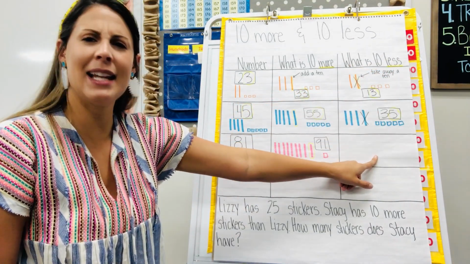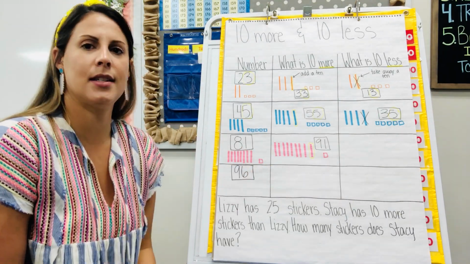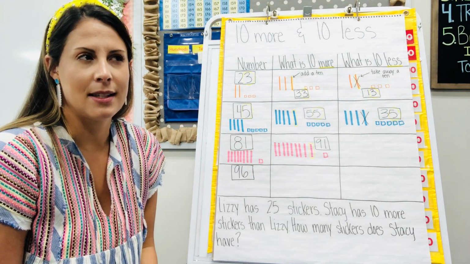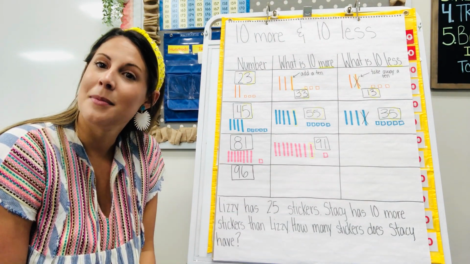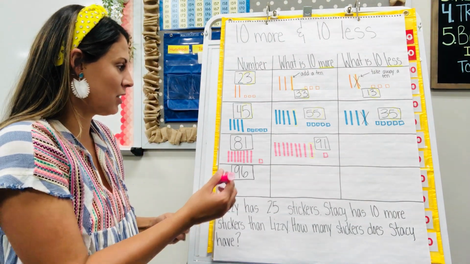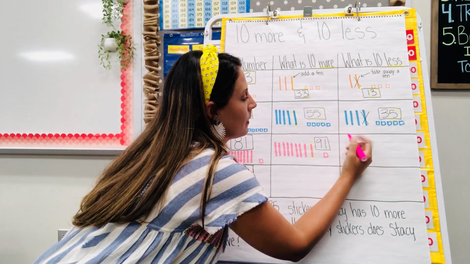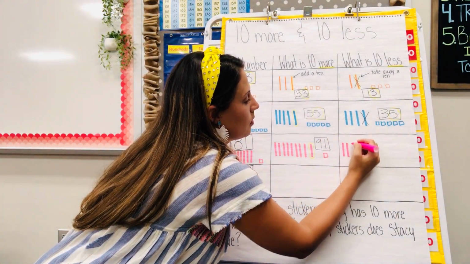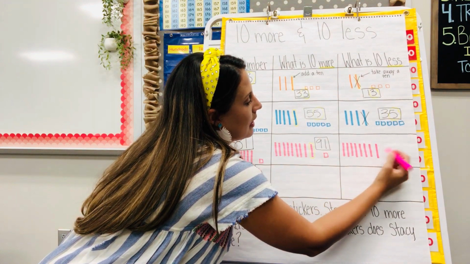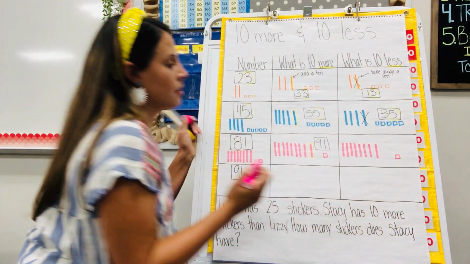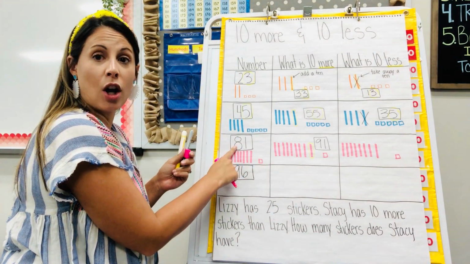So think about what 10 less than 81 is. Less. Does that mean I'm adding a 10 or am I taking away a 10? Taking away. Good job. So let's draw 81. 1, 2, 3, 4, 5, 6, 7, 8, 81. Because we always want to draw our start number.